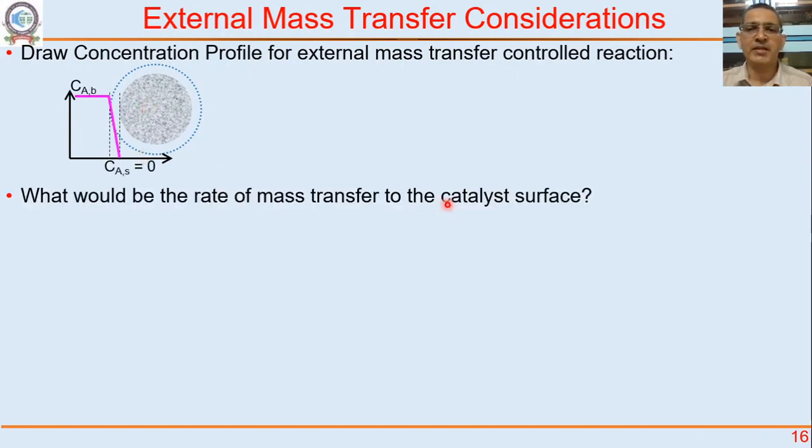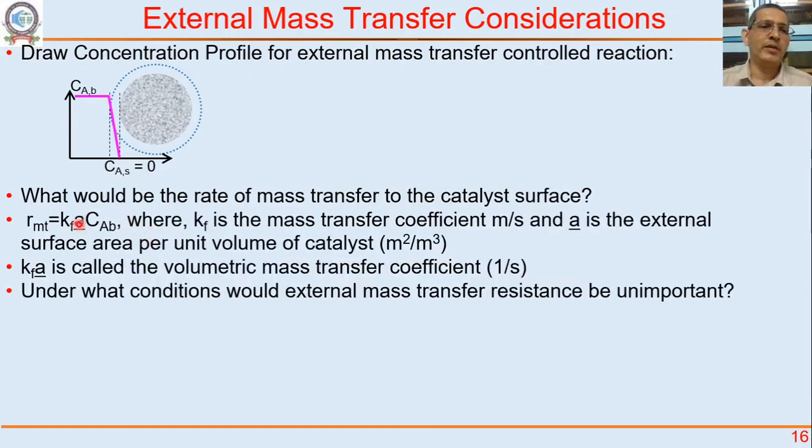What would be the rate of mass transfer to the catalyst surface? Rate would be the mass transfer coefficient, times the surface area. Now this is surface area per unit external volume, the external surface area, not the pore surface area, multiplied by the bulk concentration. So kcA is called the volumetric mass transfer coefficient. Remember, A is the surface area per unit volume of external surface. That is where mass transfer is happening, not the pores. We are talking about external mass transfer consideration.